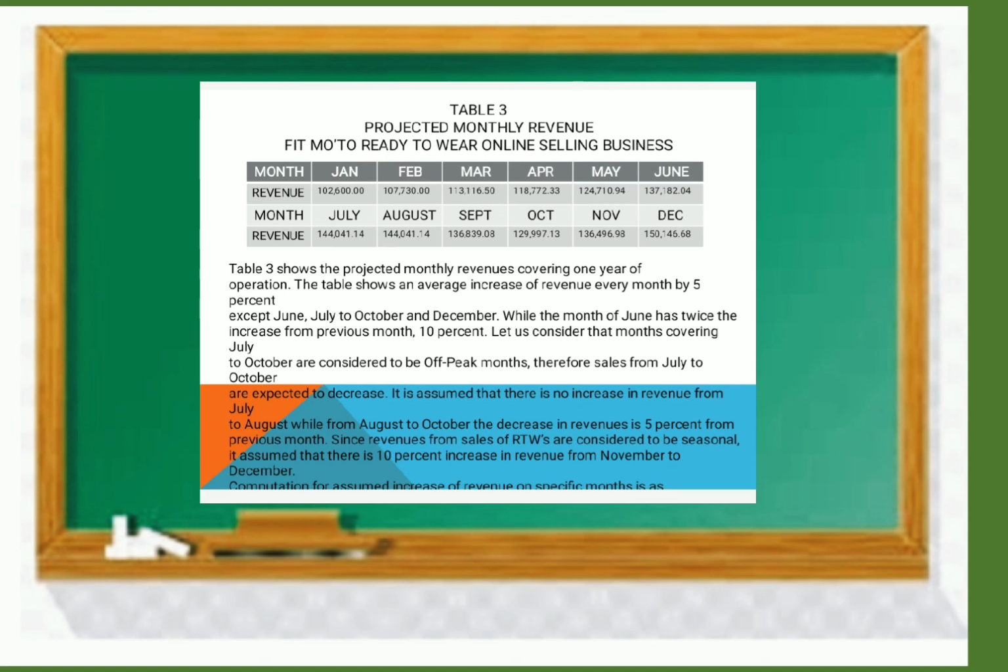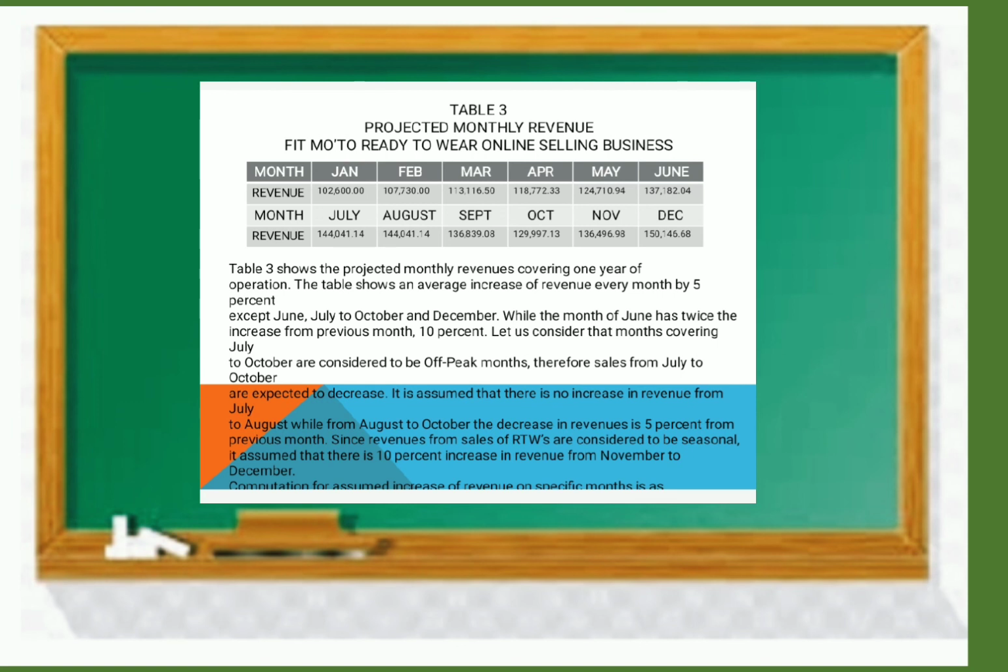So you have to do the projected monthly revenue increased by 5%, projected monthly revenue 102,600 pesos times 0.05. Then projected monthly revenue increase, which is 5,130. So did you follow for that?